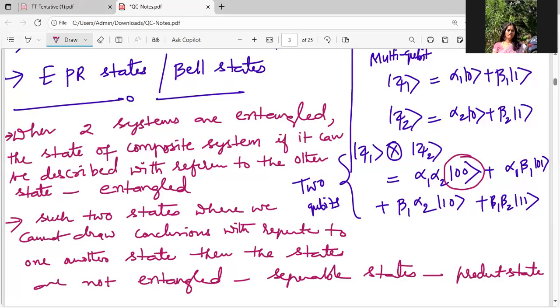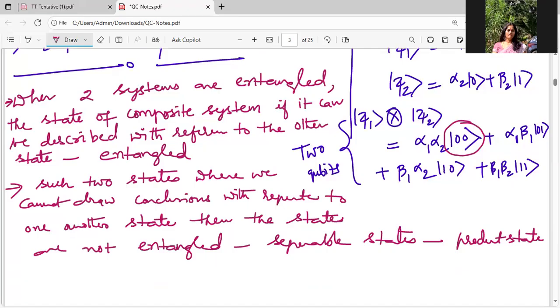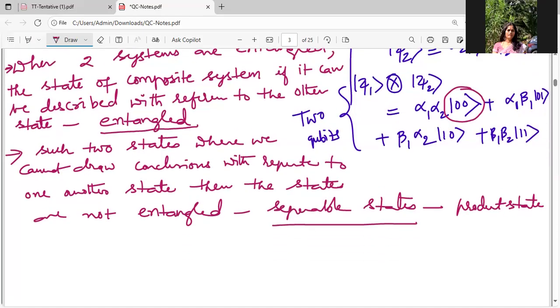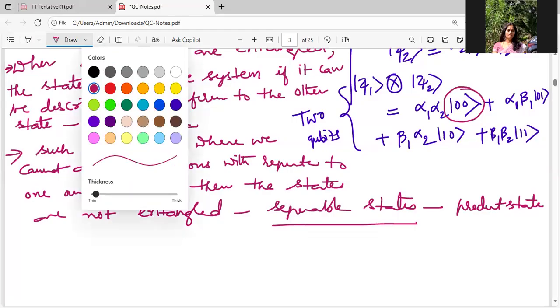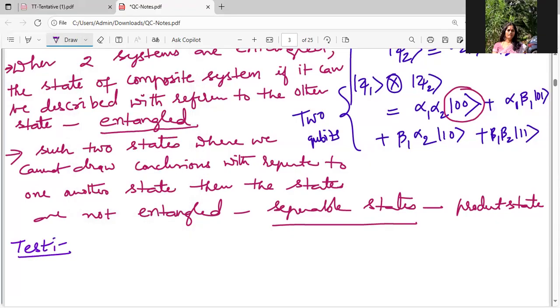Of course, this is a physical way of defining it. If the state of one system can be explained with reference to the other system, then we say both the states are entangled. If no such conclusions can be drawn with respect to one another, then they are said to be separable states or product states. Now this is all about the physical definition. Now let me come to the mathematical definition. There is a small test to check whether the states are entangled or not, which is very simple.